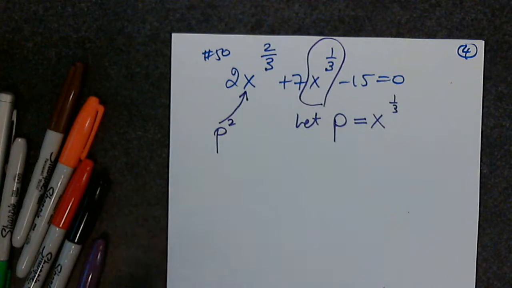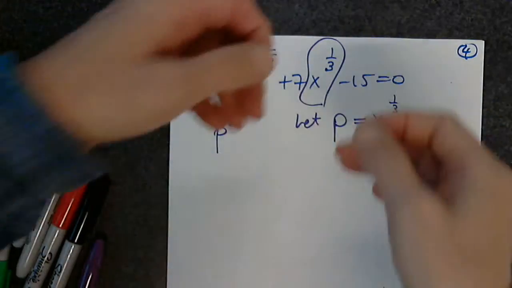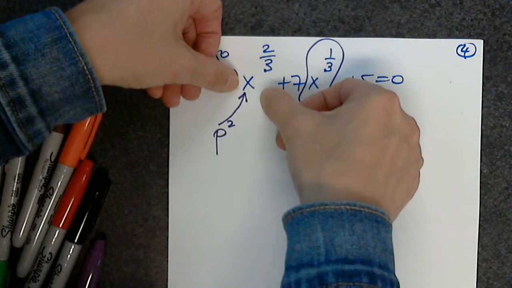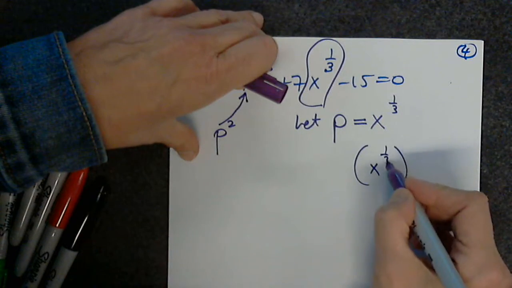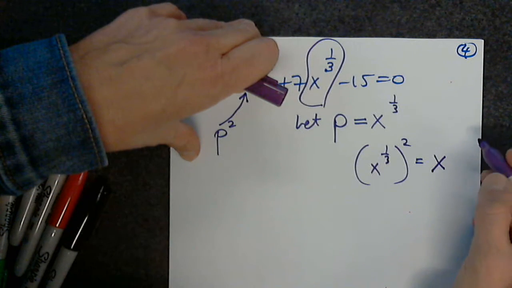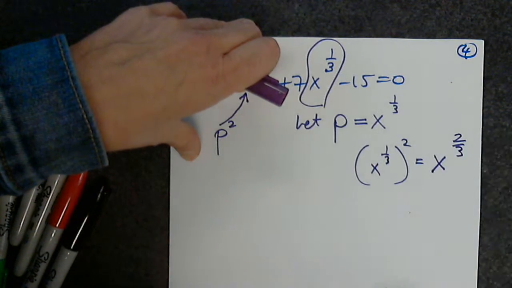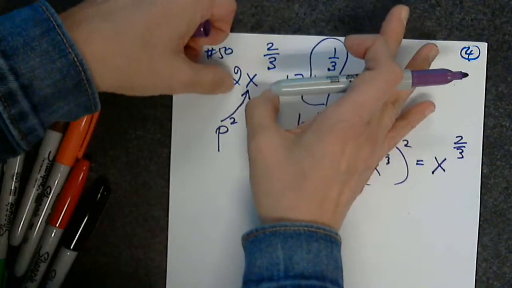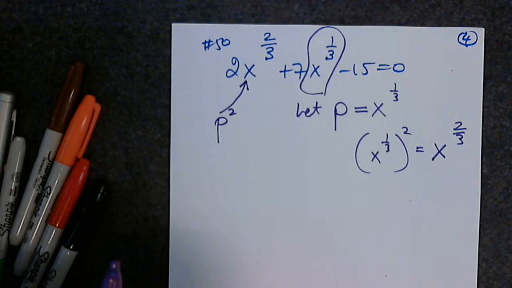So, but is it true? I cannot just tell you, believe me, that is p squared. No, I cannot do that. I have to say, if I square x to 1/3, do I get x to 2/3? Yes or no? Yes, because I multiply the exponents. 1/3 times 2/1 is 2/3. So that's why when I square this piece, which is p, I get this piece, which is p squared. So the polynomial is quadratic in form.